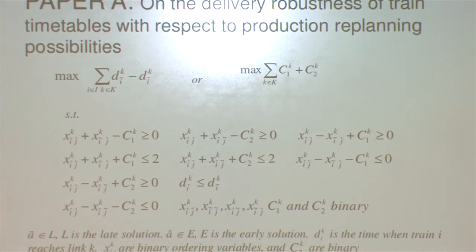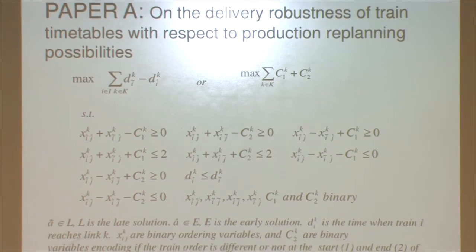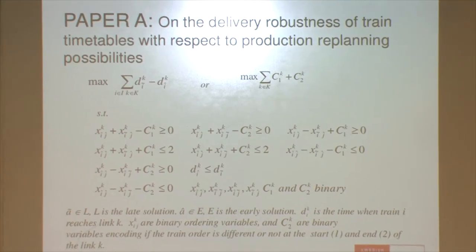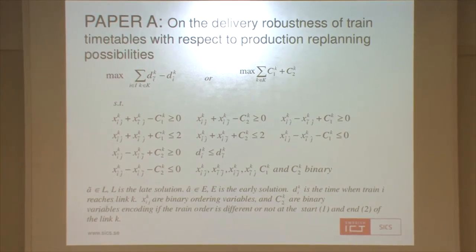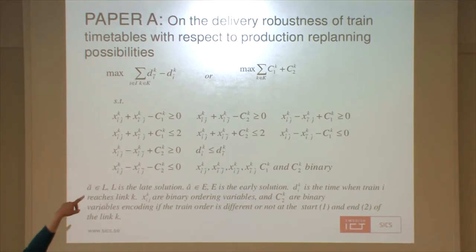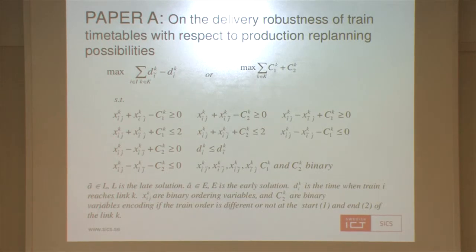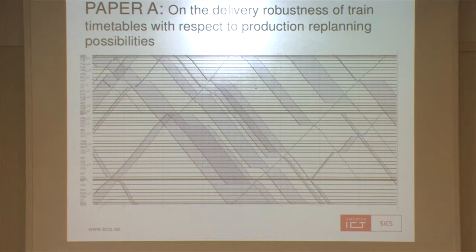This is the mathematical model that does that, added onto a model for timetabling. As I said, we either maximize the difference in time, which is the first one, or we maximize the number of alternative meeting locations, or links, which have start and end points that are alternative meeting locations. And this is what you end up with in the end.